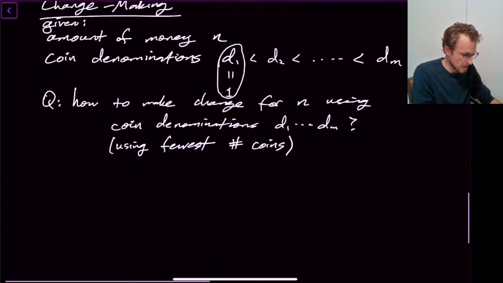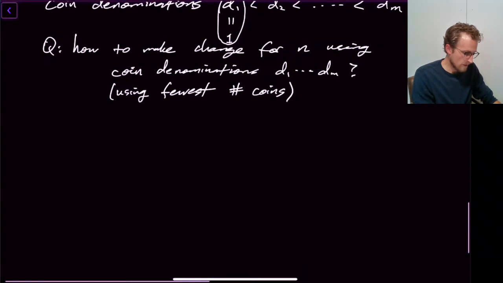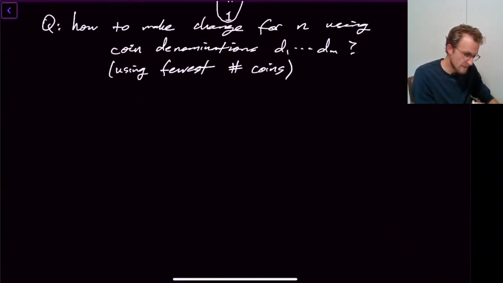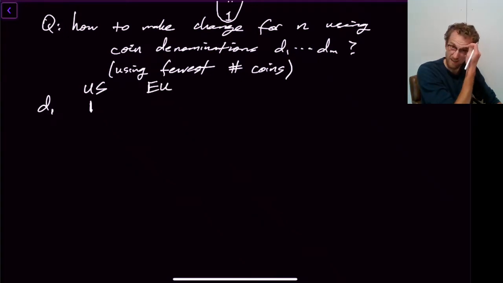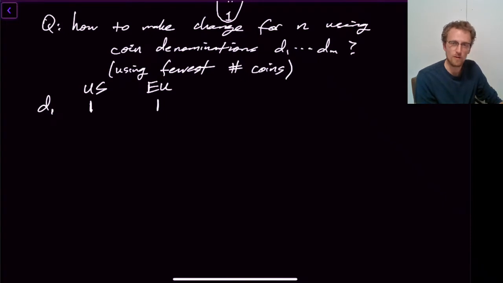So let's just pose some example problems and think about it. But just to make sure that everything is clear, when I say coin denominations, I'm thinking about things like penny, nickel, dime, 25. So in the US system, D1 is 1. In the European system, I think they still have a 1 cent coin. I actually don't know, haven't used one in a long time, but maybe they still have one. So D1 is 1 in both systems.